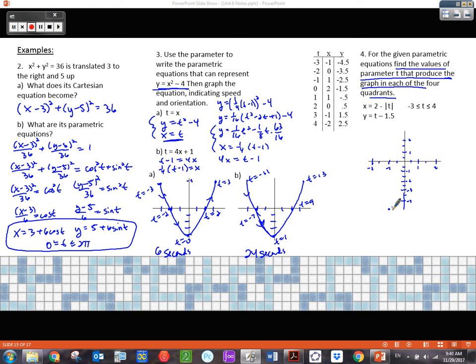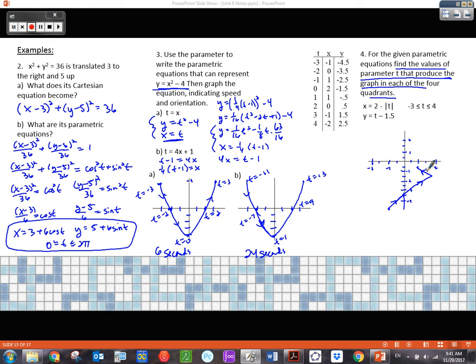And then when time is -2, we would have an x value of 0 and a y value of -3.5. So we are going this way. Then when time is -1, we have an x value of 1 and a y value of -2.5. Continuing our travel, x value of 2, y value of -1.5. So about right there. Then when time is 1, our x value is 1 and we're at -0.5. So like there.